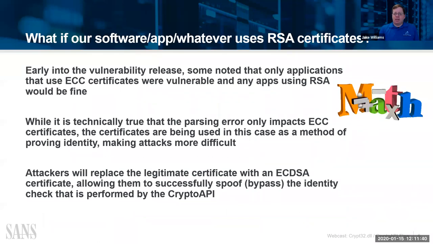Here's the problem, right? The issue here is not what certificate your app uses. The issue is that an attacker can forge a signature using a specially crafted certificate. Knowing that an attacker can do this, obviously, if they're in a position to forge a certificate, they're not going to forge an RSA certificate. They're going to forge an ECC certificate. And so it is technically true that the parsing error only impacts ECC certificates.